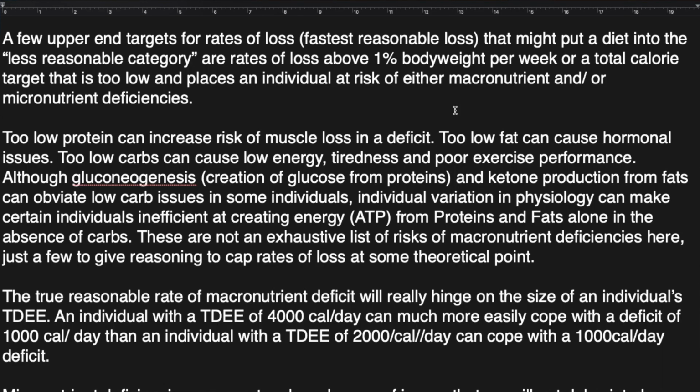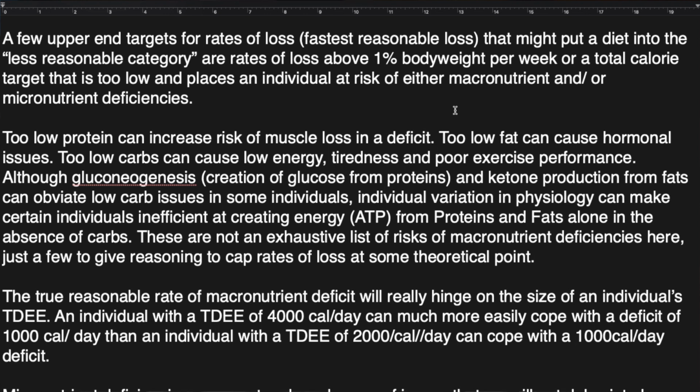If it improves your adherence to the diet, then keep doing what you're doing. The macronutrient breakdowns and percentages in this video may not apply to you if you're into keto, but the general takeaway concepts and the overall calorie targets will. You'll just have to adjust each of the individual macronutrient levels. This is not an exhaustive list of the risks of macronutrient deficiencies here, just a few to give reasoning to cap rates of loss at some theoretical point.